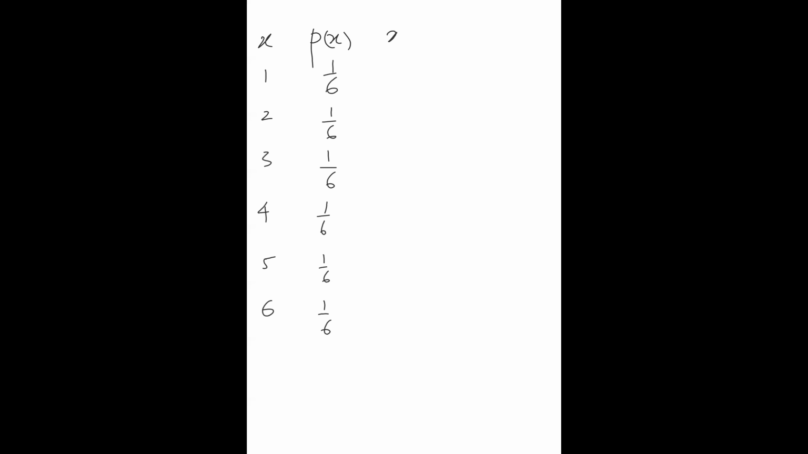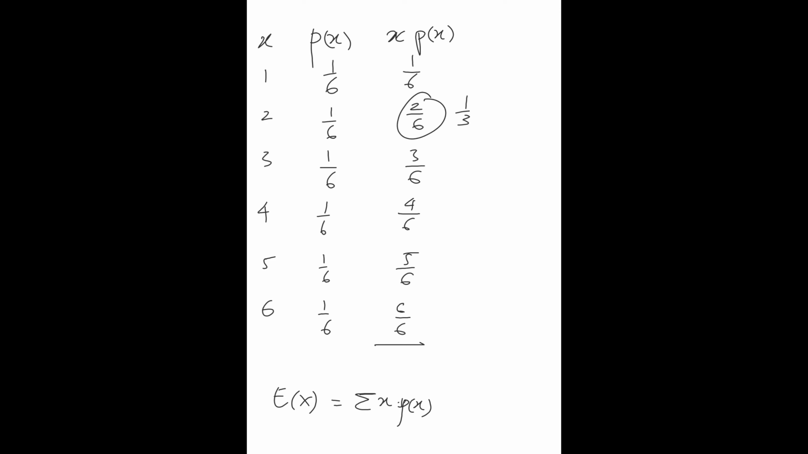Then x into p of x. Because expected value, that is the mean, the formula is summation x into p of x, this column we have to make. So multiply 1 into 1 by 6, that is 1 by 6, 2 into 1 by 6, that is 2 by 6, 3 by 6, 4 by 6, 5 by 6, 6 into 1 by 6, 6 by 6. Now don't reduce anything, don't write this as 1 upon 3, because mathematically it is right, but then we'll get a common denominator if we don't cancel.